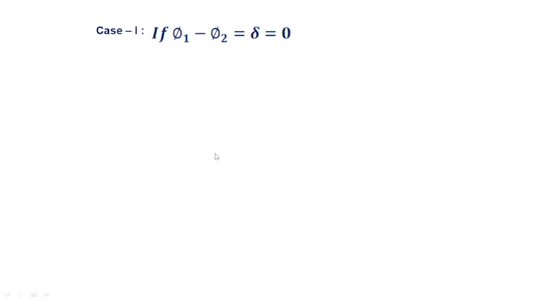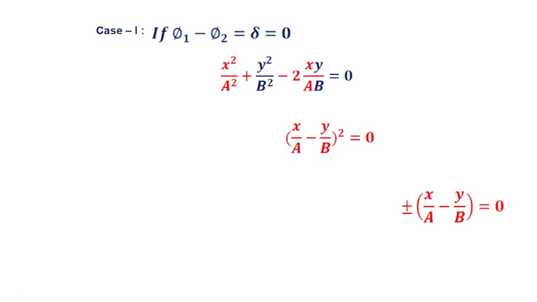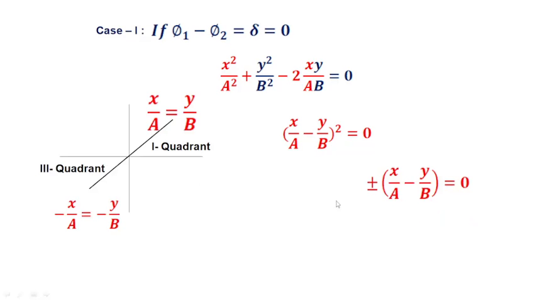Now certain cases are there. If phi 1 minus phi 2 is equal to delta is equal to 0, then x square divided by a square plus y square divided by b square minus 2xy divided by ab is equal to 0. From that, x divided by a minus y divided by b, bracket square, is equal to 0, so x by a minus y by b is equal to 0. So this is a straight line in quadrant 1 and quadrant 3.